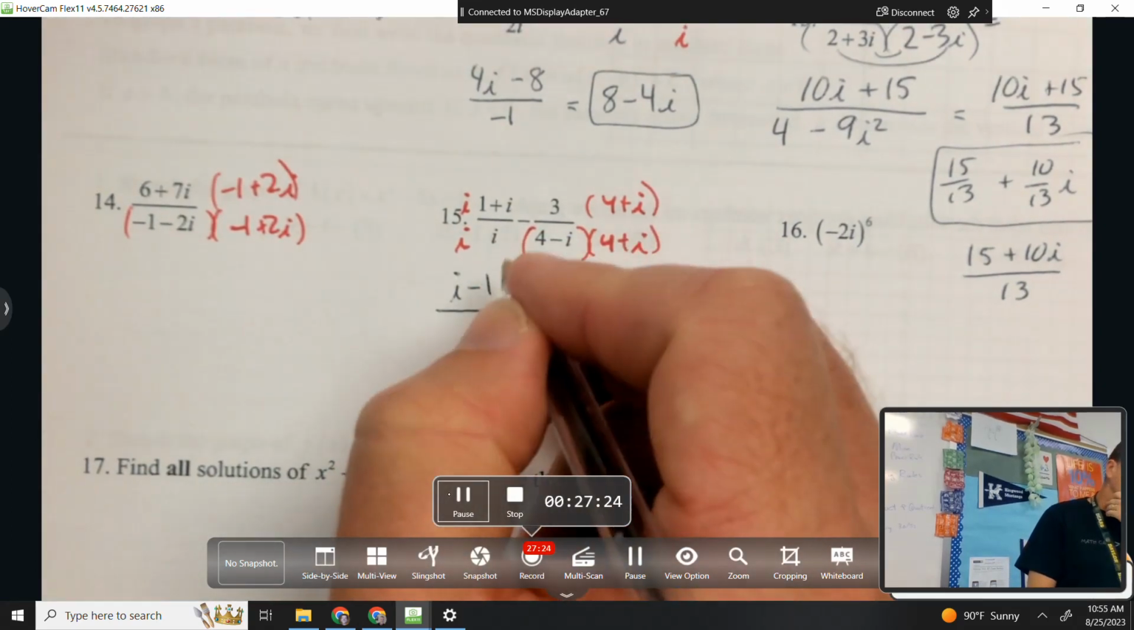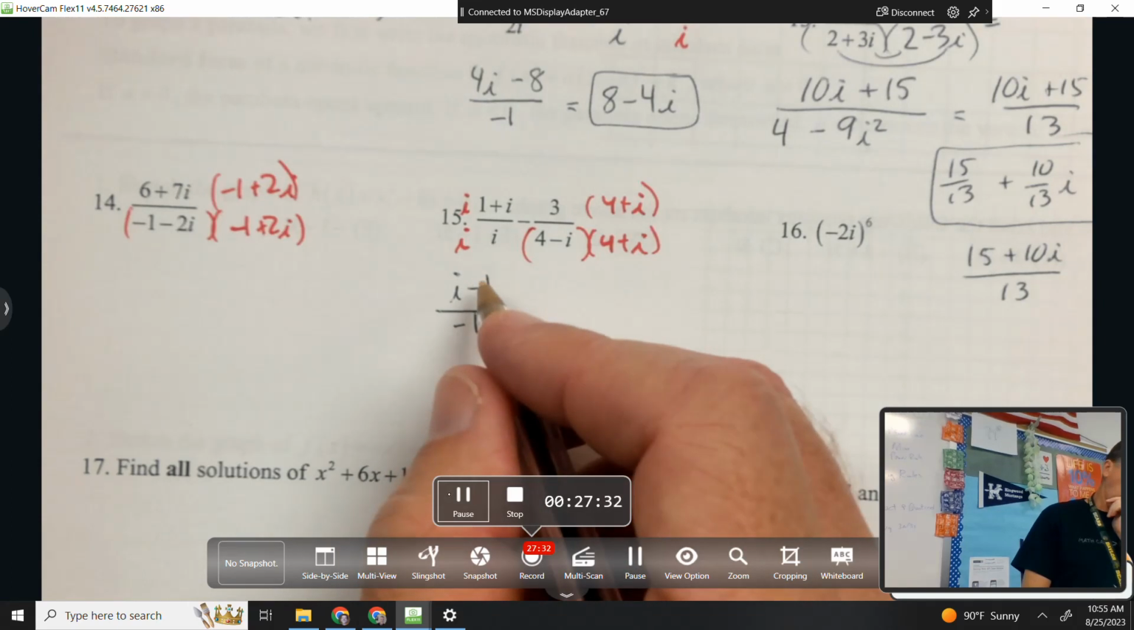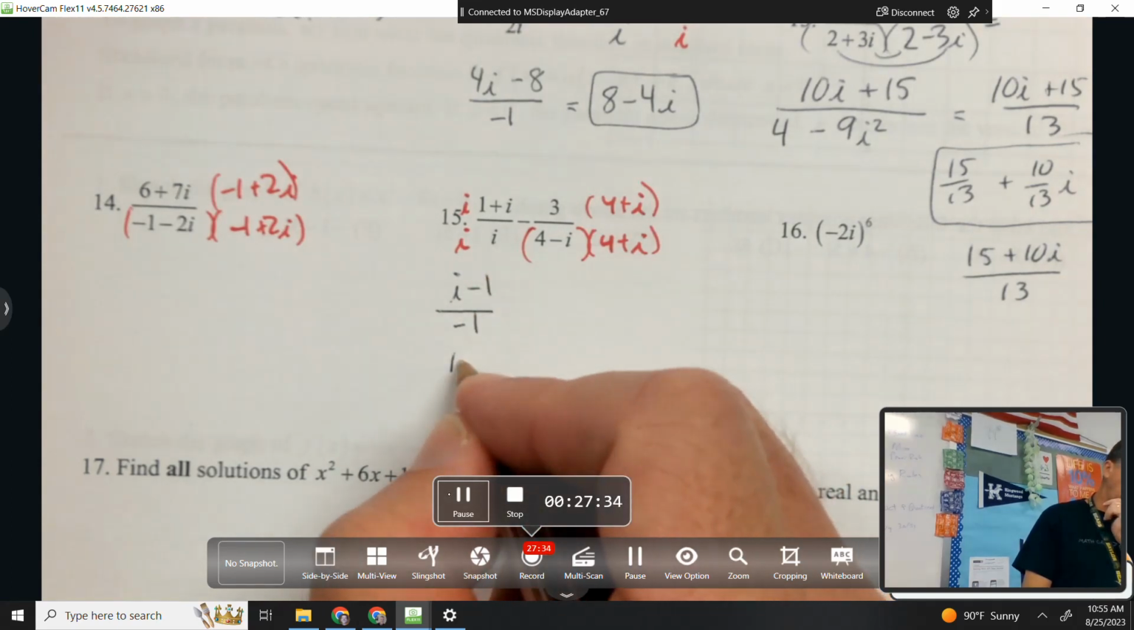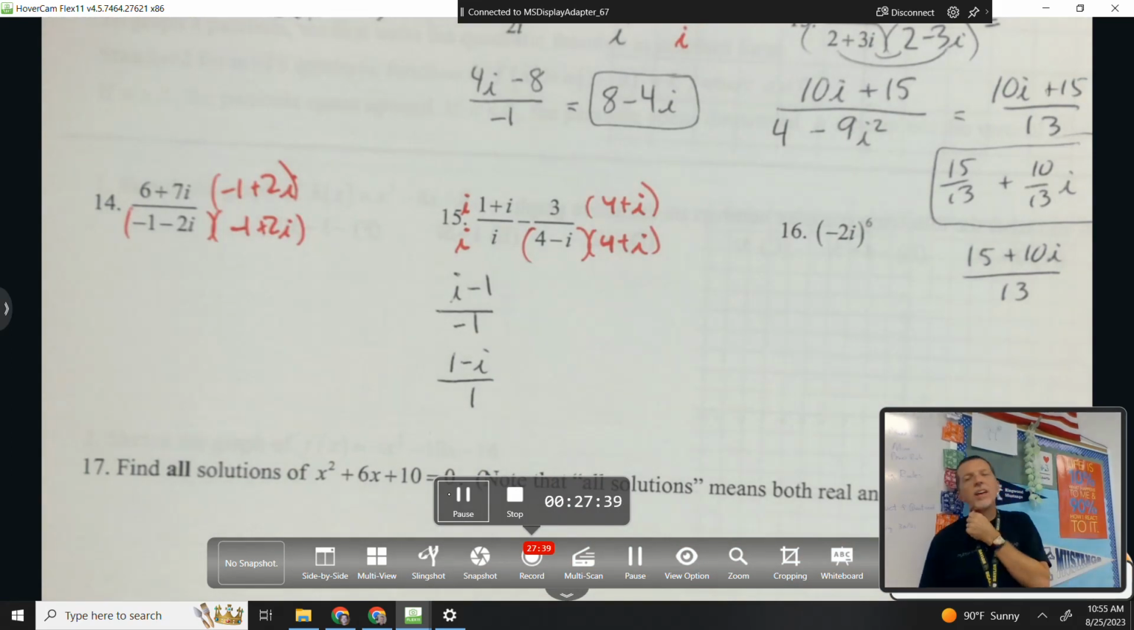So I minus 1 over -1, which is not wrong. I'm going to divide them both by -1 and make it 1 minus I over 1. The over 1 is not necessary, but I know that fractions are coming, so I'm just going to leave it as a fraction, because I know I'm headed that way.